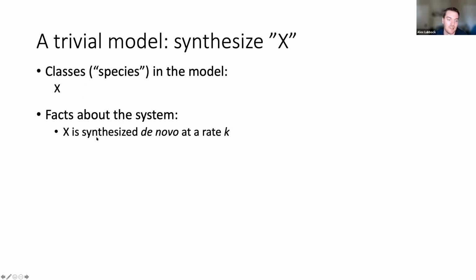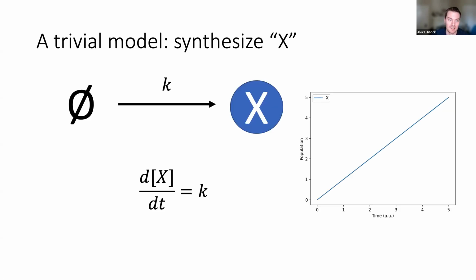And facts about the system: X is being synthesized. For the purposes of the model, we're just saying it's being made out of thin air at some rate K. It's not a very interesting model, but it's very simple to get to grips with. In a lot of models, they use this empty set symbol to define out of nothing or to nothing. So this is de novo synthesis of X at some rate K, and this is a very simple diagram of what's going on.